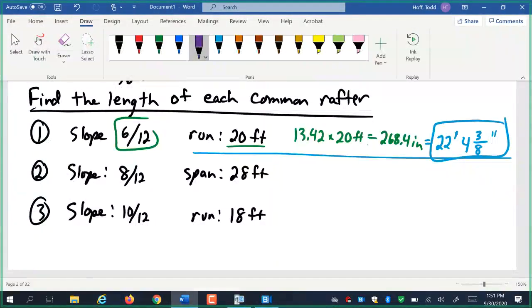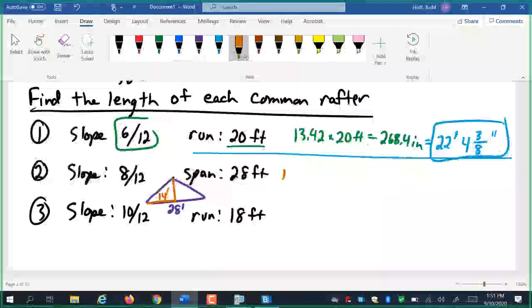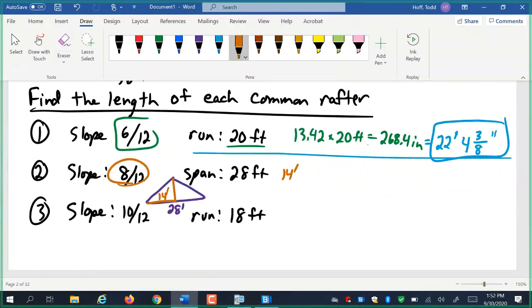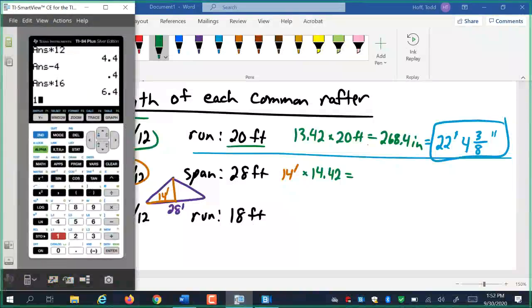For the second one, I gave you that the span is 28 feet. If the span is 28 feet, what's the run? The run will be half the span, 14 feet. So it'll be 14 feet times our number for 8/12. Under 8 it is 14.42. So 14 times 14.42 gives us 201.88 inches.